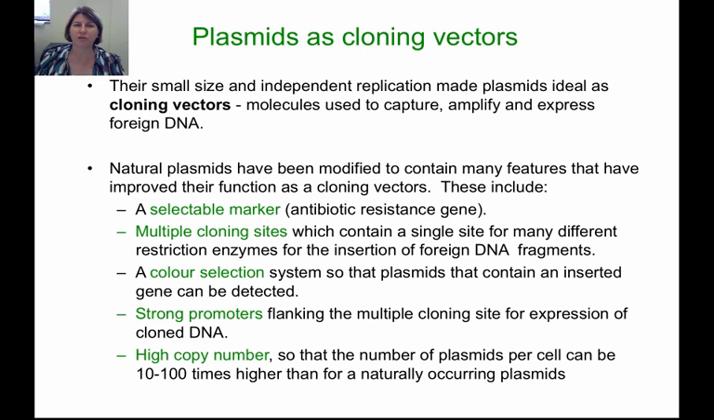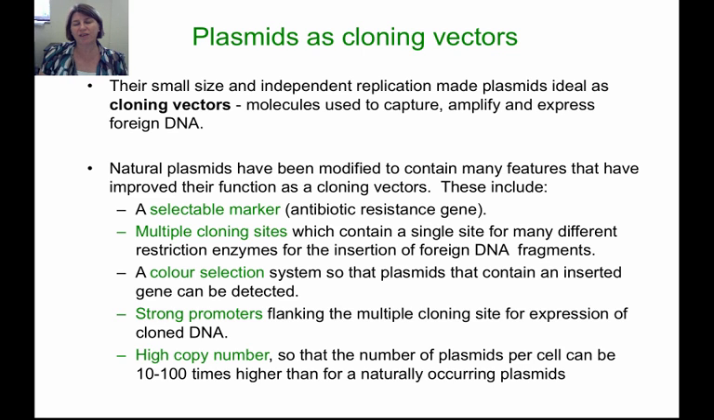So what is important for a plasmid as a cloning vector? First of all, their small size. Most plasmids which are used in cloning are about 3 to 5 kilobases in length. We want to keep them small so that they replicate easily, and they're also easily manageable within a laboratory setting. What we use them for is to capture, amplify and express foreign genes. So what we've done is we've taken naturally occurring plasmids, which occur in bacteria in nature, and we've adapted them so that we can utilise them for our experiments in a laboratory.